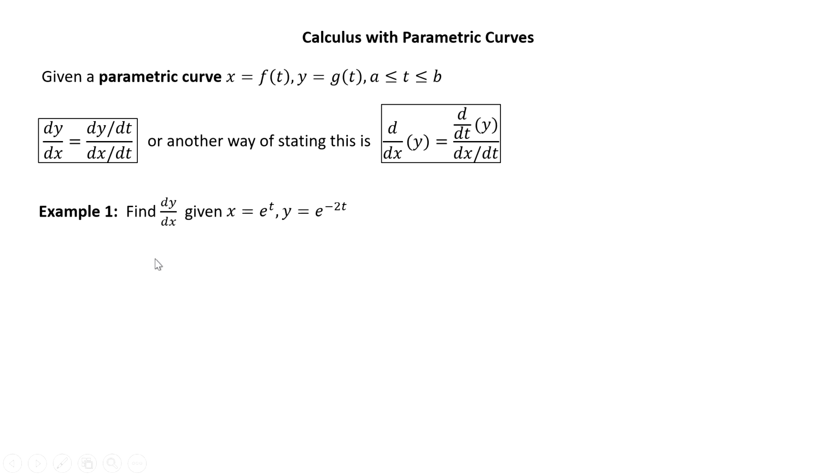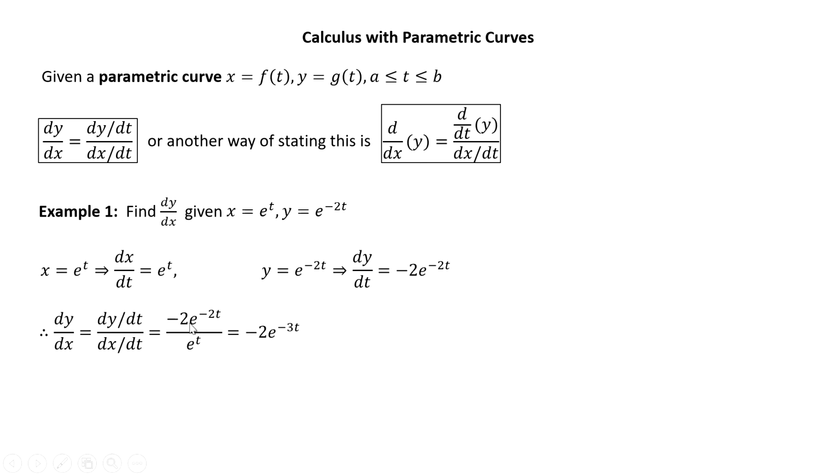x equals e to the t, y equals e to the negative 2t, can you find dy/dx? Yeah, piece of cake. x equals e to the t. So can you figure out dx/dt? Yep, e to the t. y equals e to the negative 2t. Can you figure out dy/dt? Yep, take the derivative with respect to t and you get negative 2e to the negative 2t. And what do we do with dy/dx? Divide them. Ta-da, we're done. Is that all, man? Yep, that's all.